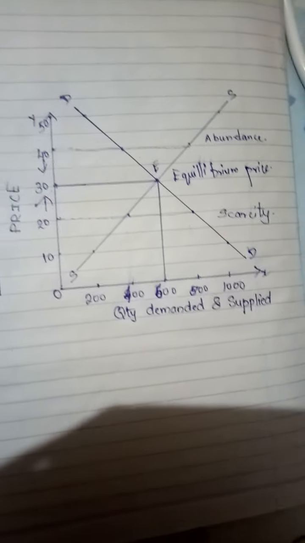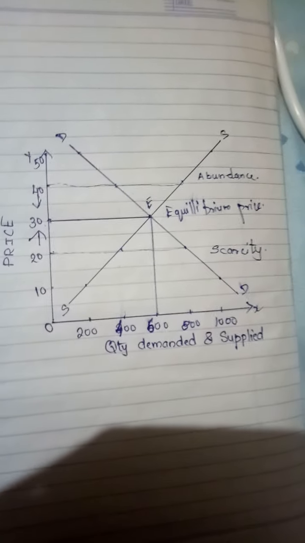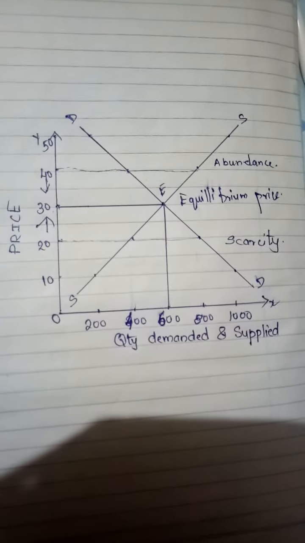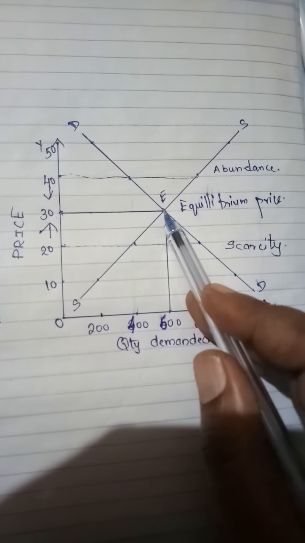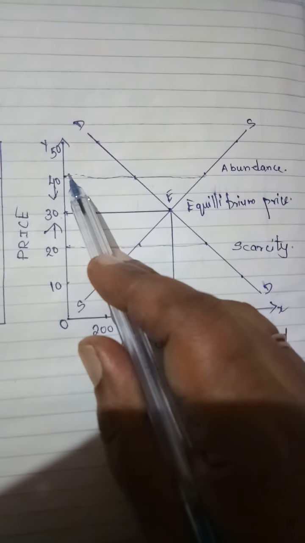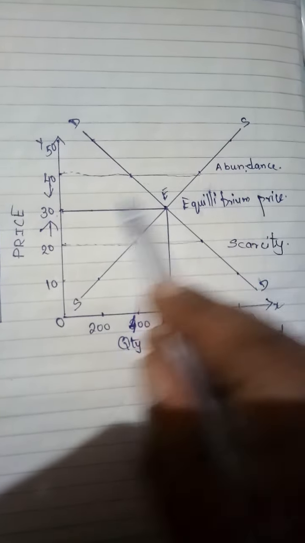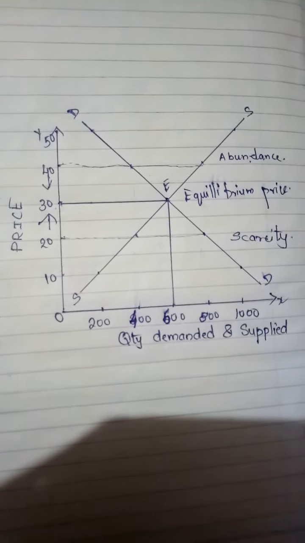Now what is a perfectly competitive market? That we'll be discussing in our market chapter in detail. So you'll understand the features of a perfectly competitive market, where there are a large number of buyers and sellers and homogeneous products are sold. So if you move away from the equilibrium price to a higher price, a situation of abundance is created. If you go to a lower price, a situation of scarcity is created, and due to which we again move back to our equilibrium price.